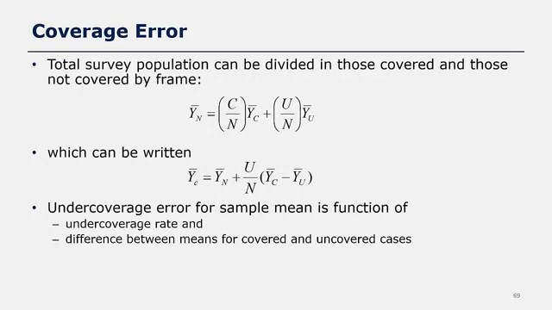So we can think of this as an undercoverage rate and the difference between the means for the covered and the uncovered cases. So how big that bias is depends on two elements, or can be influenced by two elements, the rate and that difference. If the difference is 0, then the rate doesn't matter. If the difference is large, then even a small rate will cause a problem.